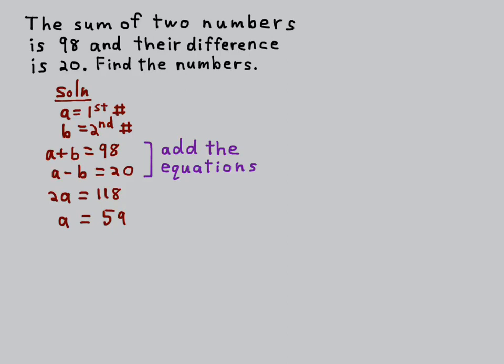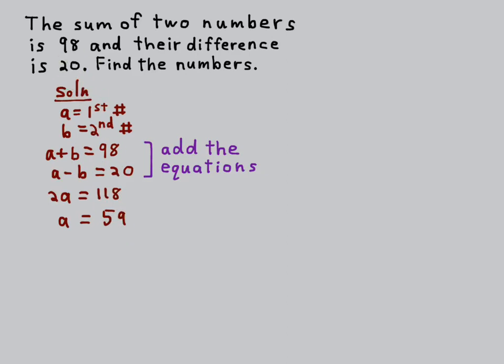Now they ask me, what are the numbers, right? I have to go back up here and look at what it says. It says, find the numbers. Okay? So I need to find the other number. I found 59. Well, they have to add up to 98. So maybe you can see what that would be. See, 9 would make it 68, 39.